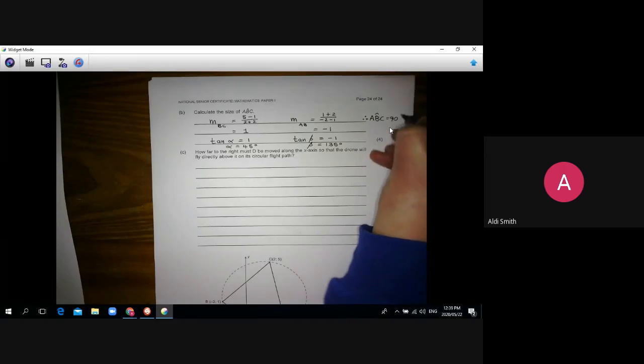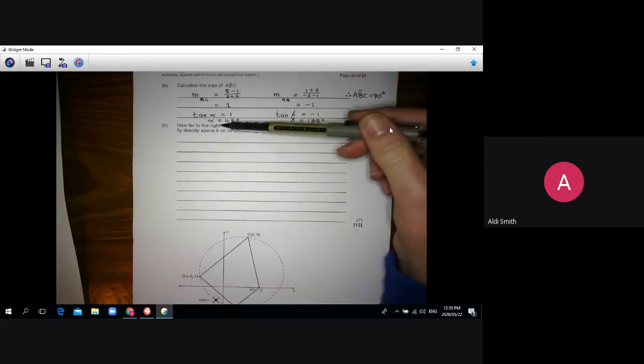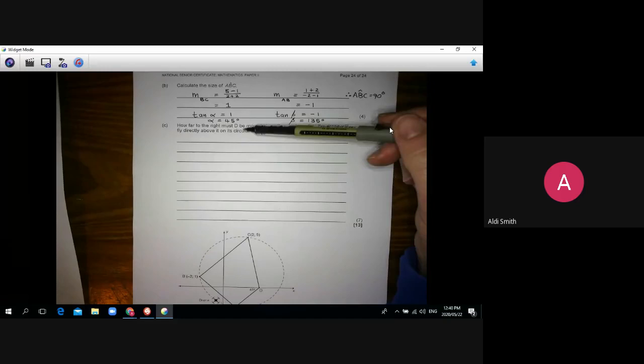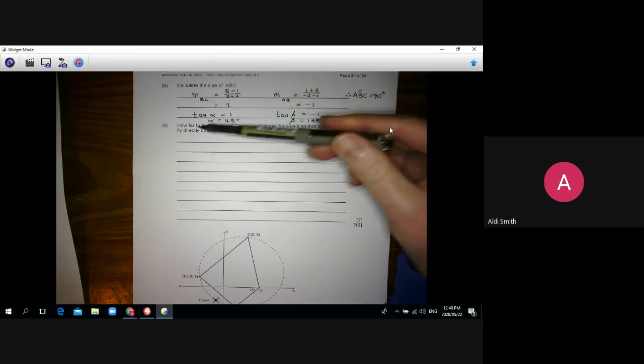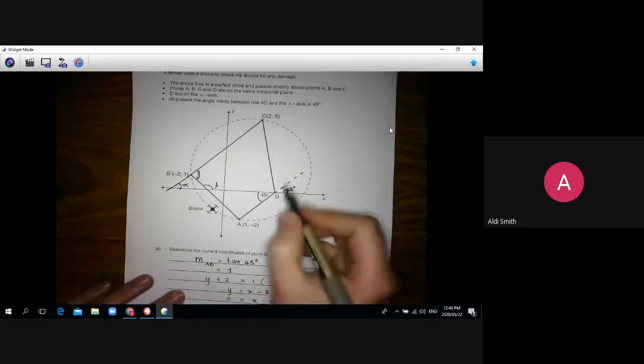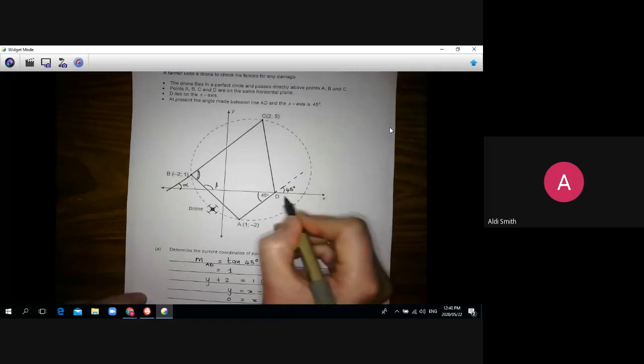There we go. Okay. Now, the next question they ask, and this is the important question. How far to the right must D be moved along the x-axis so that the drone will fly directly above it on its circular flight path? So listen again. How far to the right must D be moved along the x-axis so that the drone will fly directly above it on its circular flight path? So I need to now move point D over to this point right there. Got it. So that's what I need to do. I need to move this over.